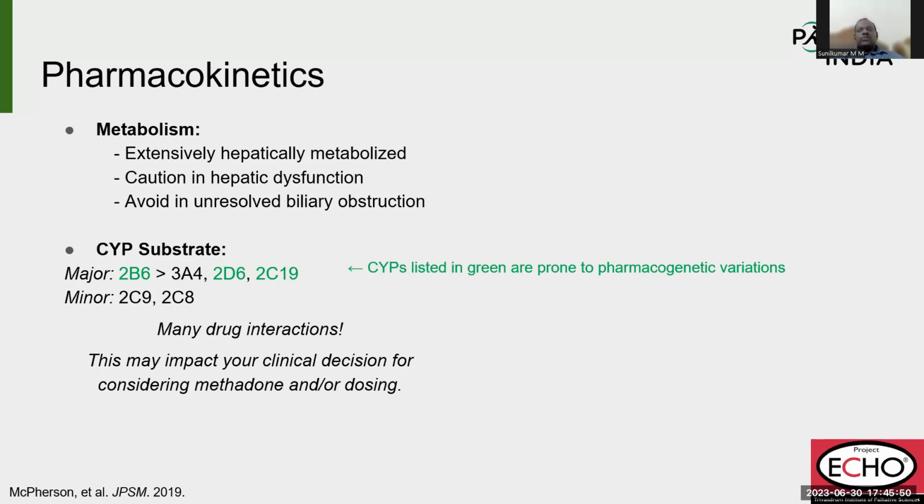That means there can be some interaction between methadone and those medications. So this is another thing which you need to be careful about. This can either increase the methadone level in the blood, or can decrease the methadone level. So that's the importance.